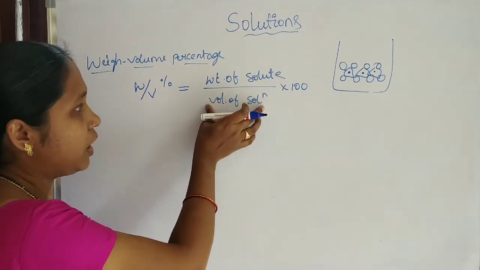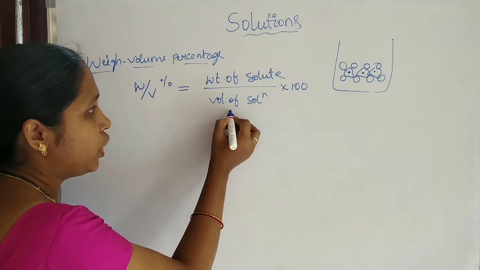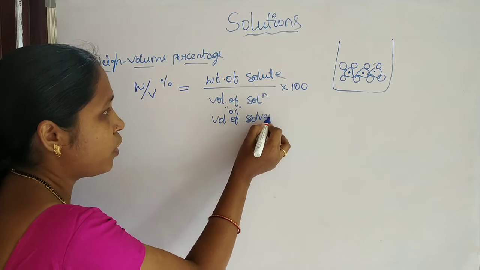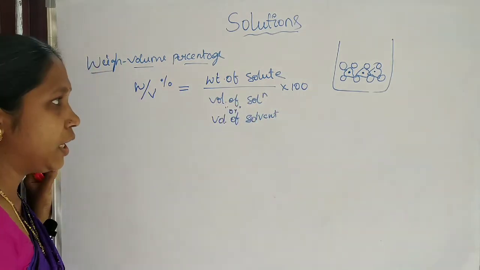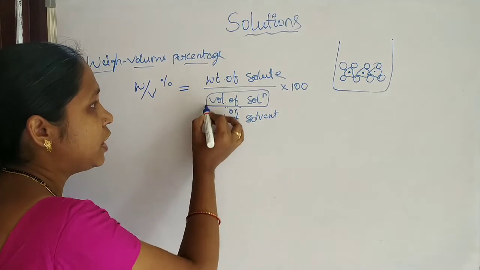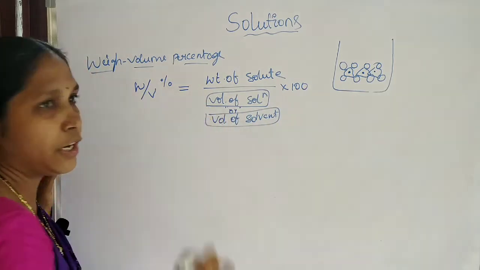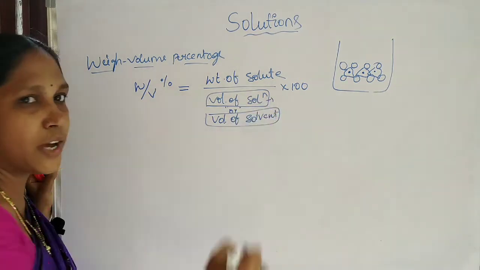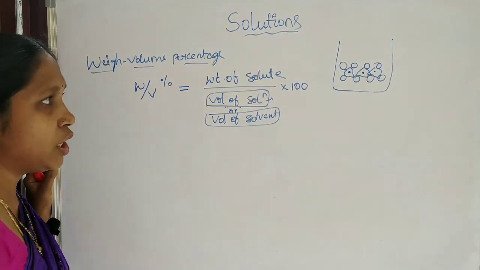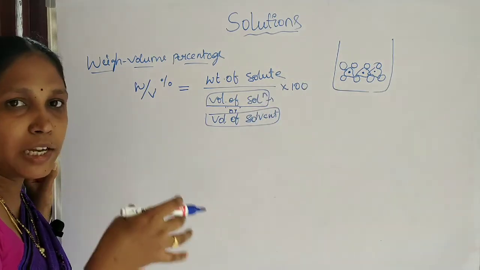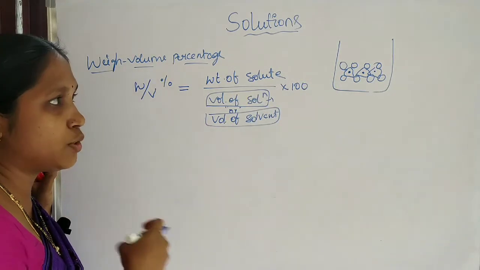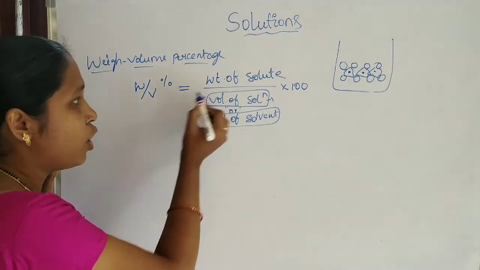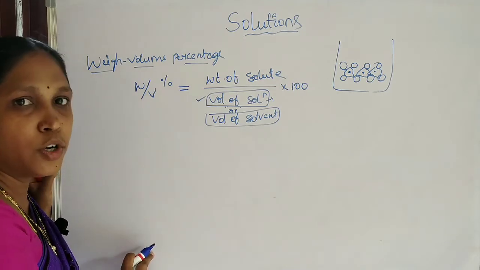So here, in place of the volume of solution, you can also take the volume of solvent. Volume of solution is equal to the volume of solvent. Because due to the addition of solute particles to the solvent, there is no increase or decrease in the volume of the solution. That's why we take the volume of solution or volume of solvent.